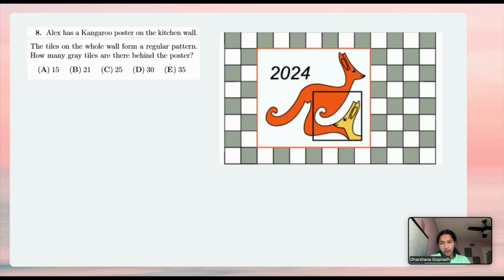Kangaroo poster on the kitchen wall. The tiles behind on the whole wall form a regular pattern. How many gray tiles are there behind the poster?